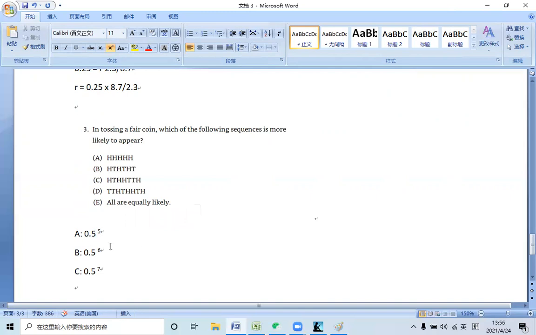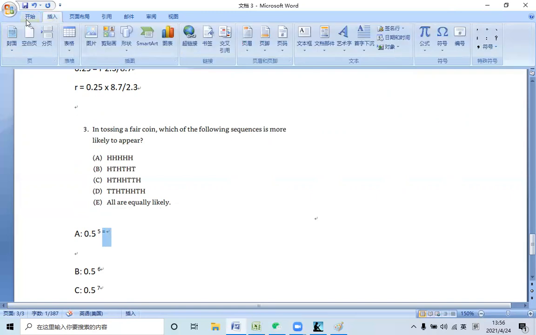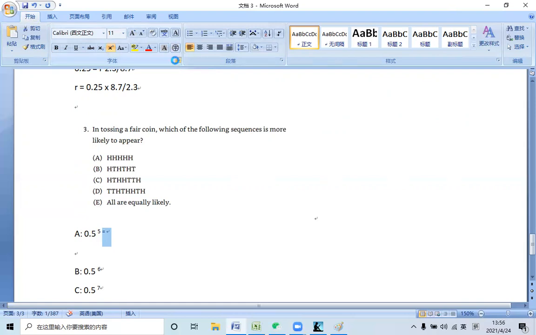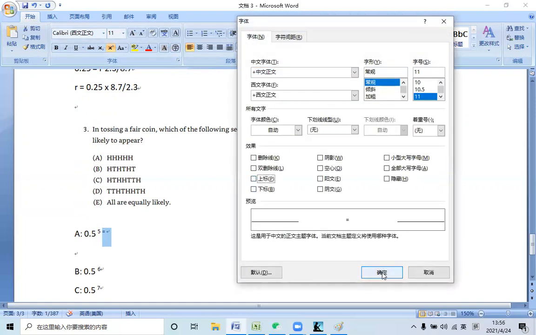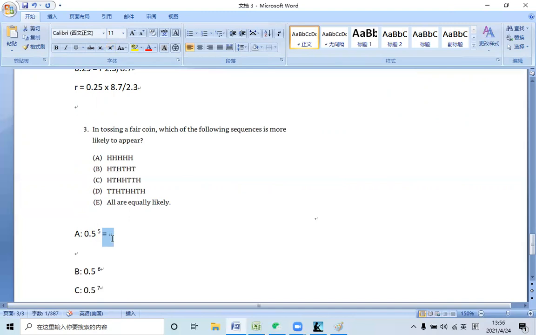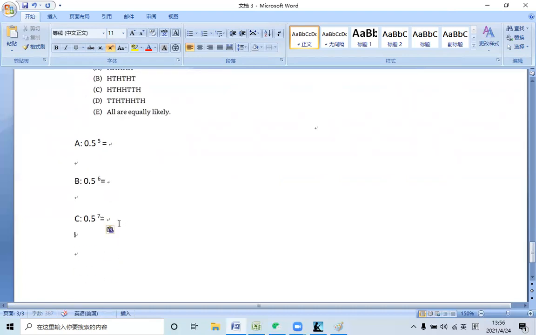And if we want to calculate the specific value, we can use a calculator. Yeah, this is a tricky question. Maybe I'll calculate that. Oh yeah. 0.5.